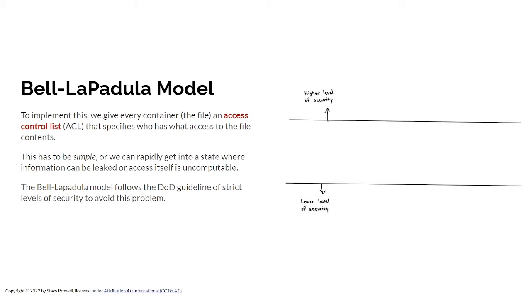So for example, suppose our ACLs say Bob can read file X, and he can write file Y, and I can read file Y and write file X. Now I have a cycle in here, and I can potentially pollute the entire information system, and proving that it's secure goes out the window because I have this weird recursive property. So we need it to be simple. The Bell-LaPadula model follows the DoD guideline of strict levels of security, and it does that to try to avoid the problem I just described.